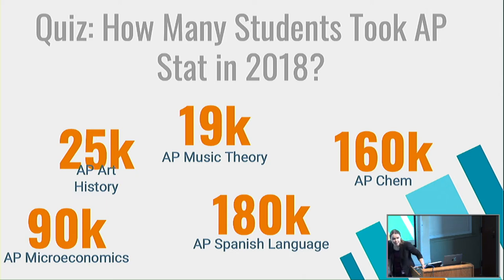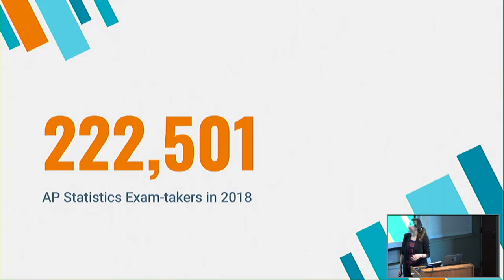10,000, huh? 40,000, yeah. 100,000, sure. 80,000, yeah. 222,000. It is a very large number, and as I expected and hoped, it is larger than many people have in their heads. Also, this is just AP statistics exam takers.